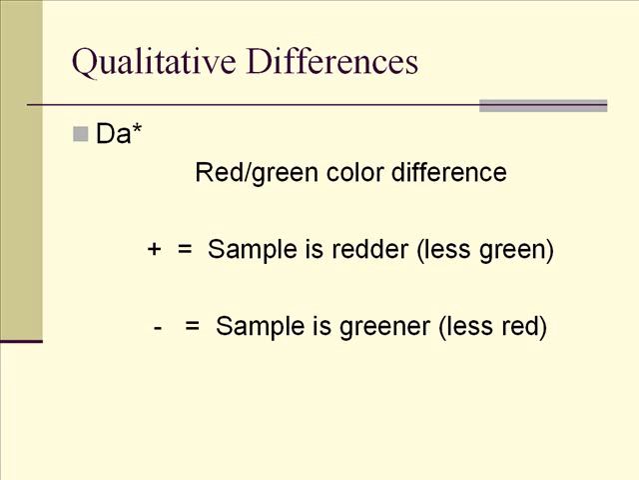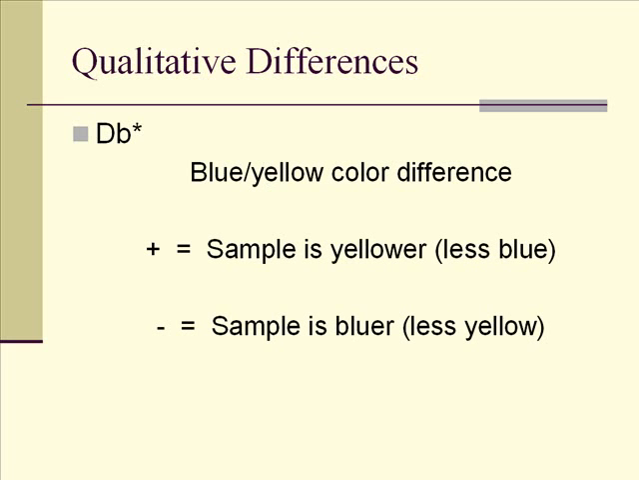The last axis there, the blue-yellow color difference axis, the delta B: if the sample is yellower or less blue, however you want to say it, we'd get a positive difference. We'd get a negative difference if the sample is bluer or less yellow than the standard we're trying to match.